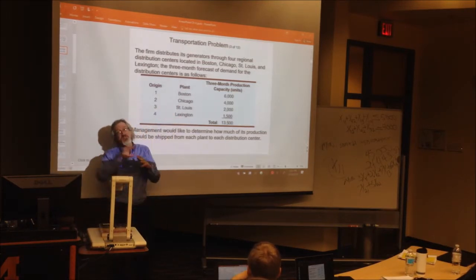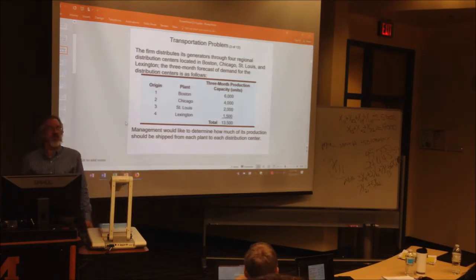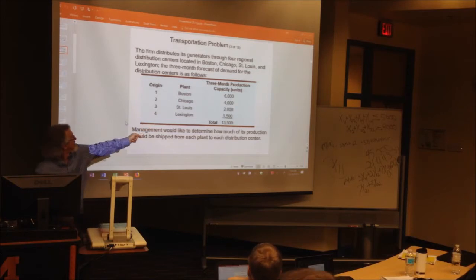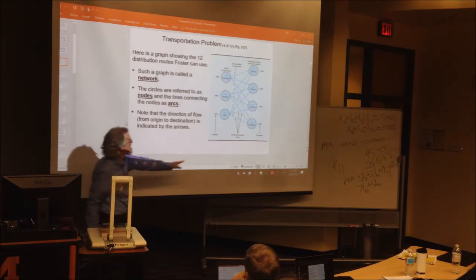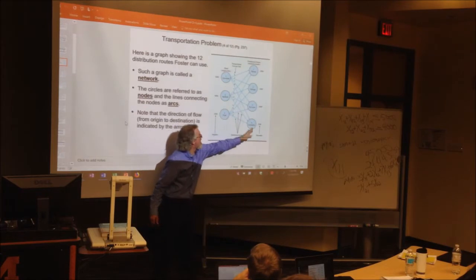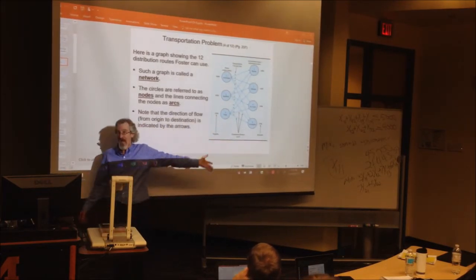Here's where we've got to get stuff to. These 4 distribution centers: Boston, Chicago, St. Louis, Lexington. And here's what they're asking for. They want this many. It says capacity, but that's how much they are demanding. Here's our demand for each of those. It just so happens demand equals supply, but in most cases that's not true. For this one, it happens to equal.